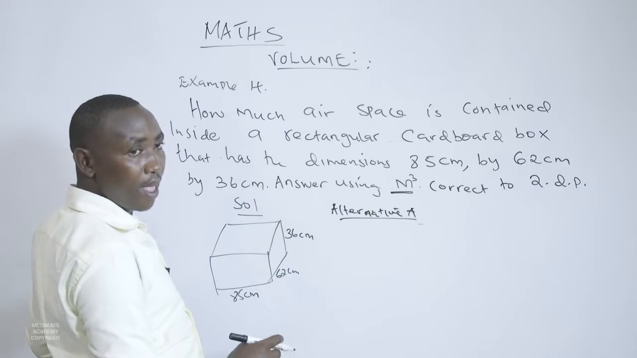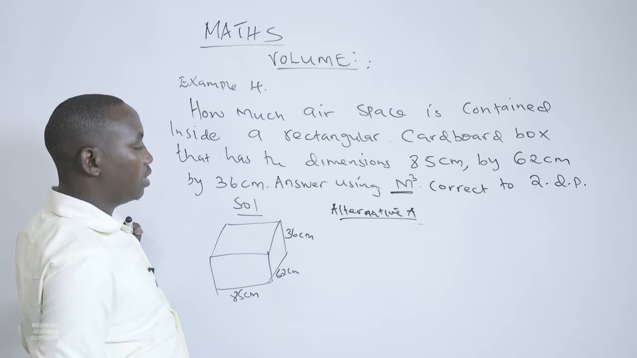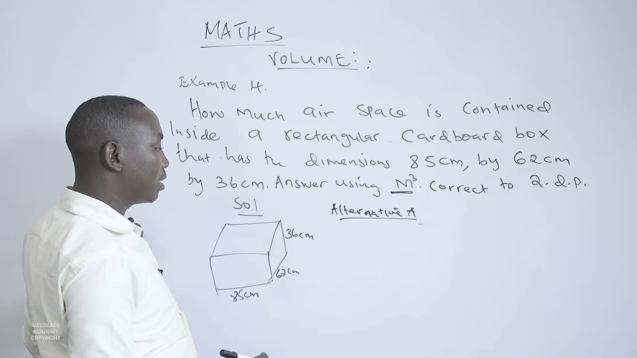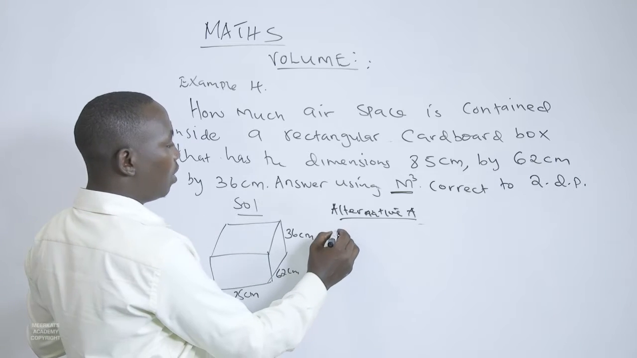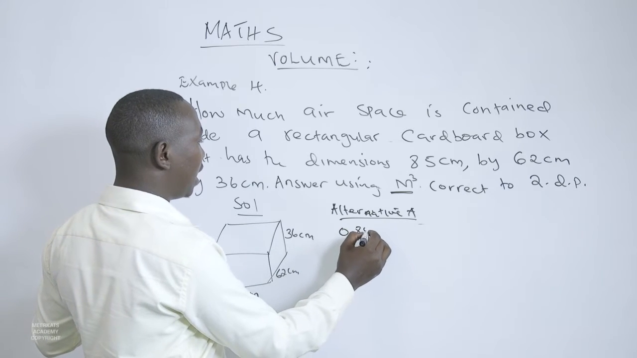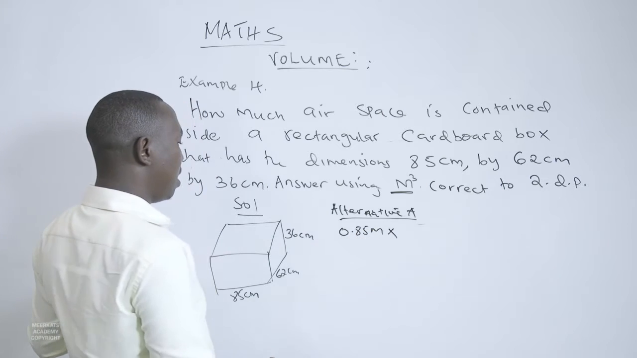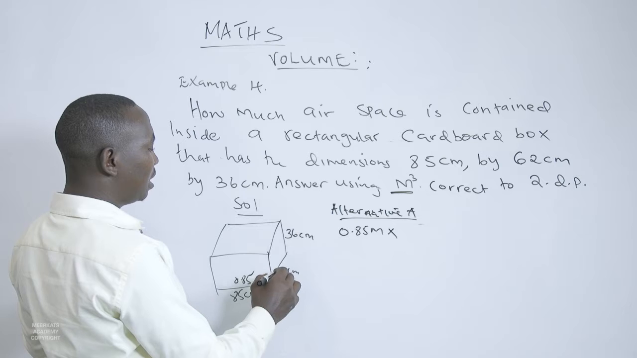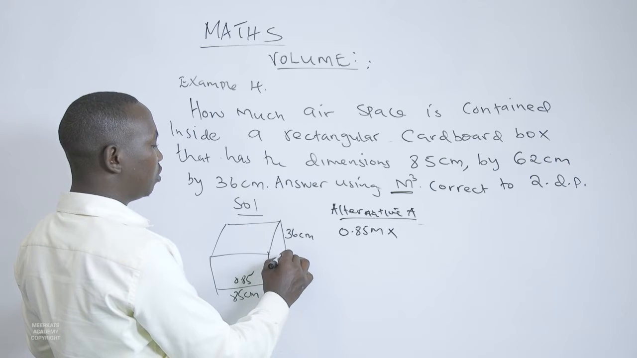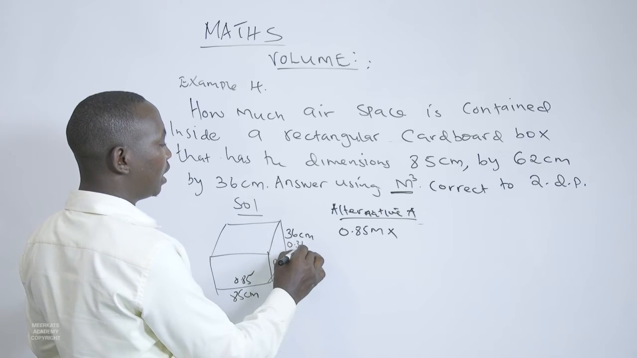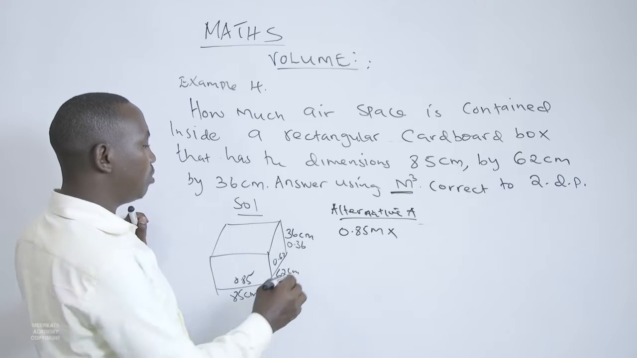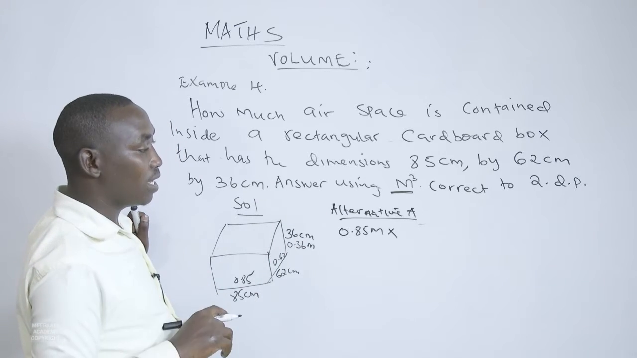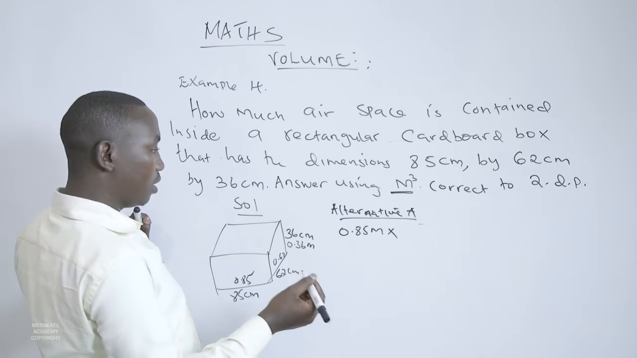So the first part, alternative A, is to convert these units of measurement into meters. So this one into meters will be 0.85 meters. This one will be 0.62 meters. This one will be 0.36 meters. This is because 1 meter is equivalent to 100 centimeters.